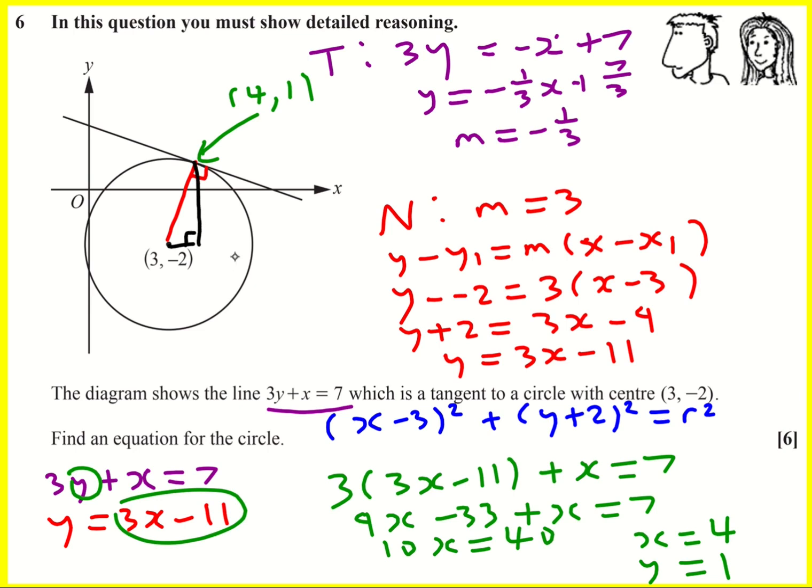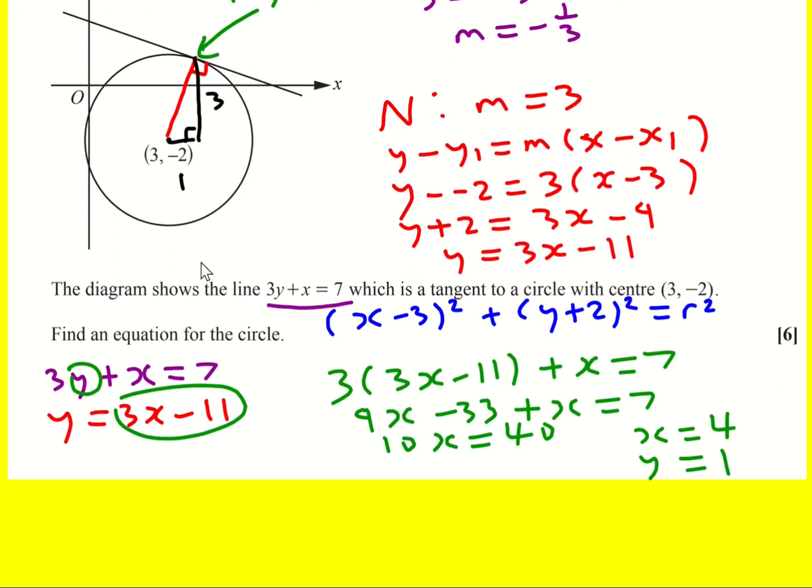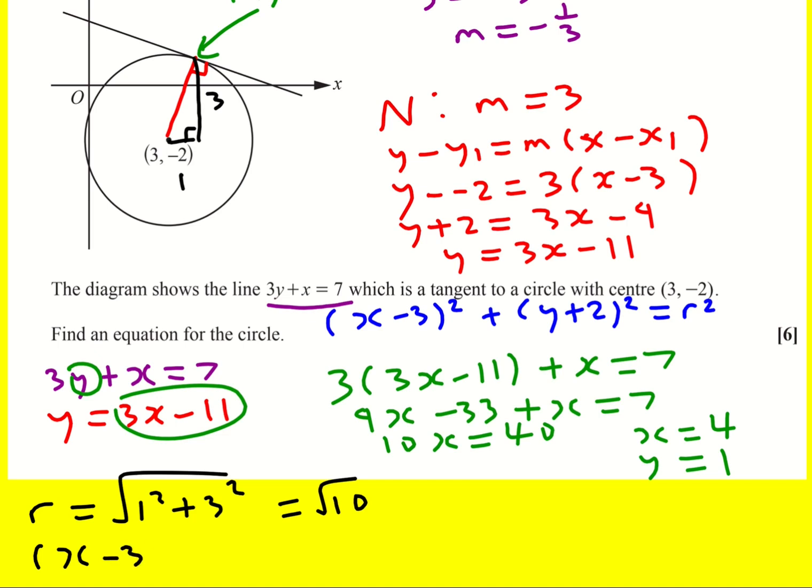From this, we can work out the radius. And the easiest way is to actually use the graph. So to go from 3 to 4, we're just going along 1. To go from -2 to 1, we're going up 3. And therefore, the radius is going to be the square root of 1² + 3² using Pythagoras, which is the square root of 10. And therefore, (x - 3)² + (y + 2)² is going to equal r², which is 10. And that's our answer.